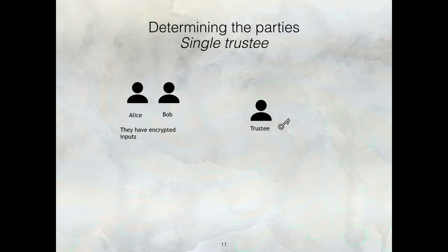Okay, so let's look in more detail at how Absentia works. So how do we determine the parties? Let's say we call them trustees, and let's say we have only a single trustee. Alice and Bob are our users who want to perform secure function evaluation on their joint input. They have it encrypted, and if we have only one trustee, then this trustee would own a single key pair, and he or she can directly decrypt it. So there is no privacy in this very trivial scenario.